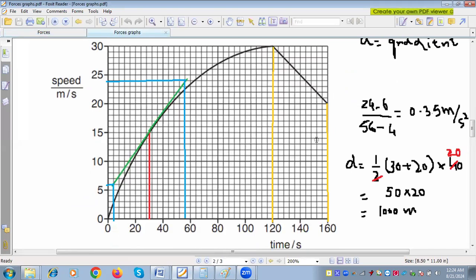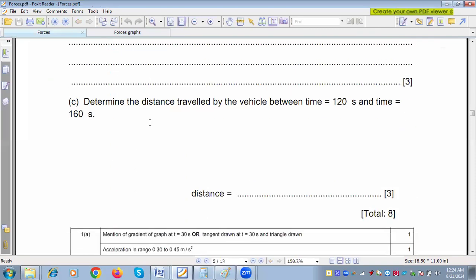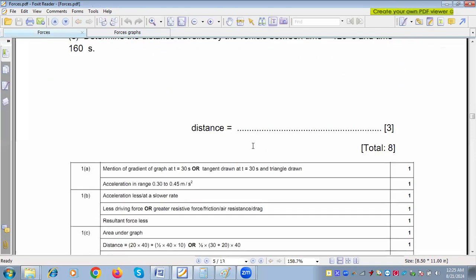It's a trapezium. So I have used the formula of trapezium, half sum of the parallel sides, 30 and 20, into the separation between the parallel sides. So this is 160 and 120, which means 40. So this calculation is done and the distance is 1,000 meters. So this is done. This is of 3 marks.